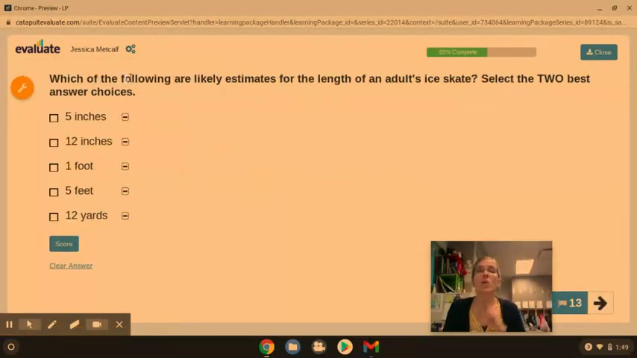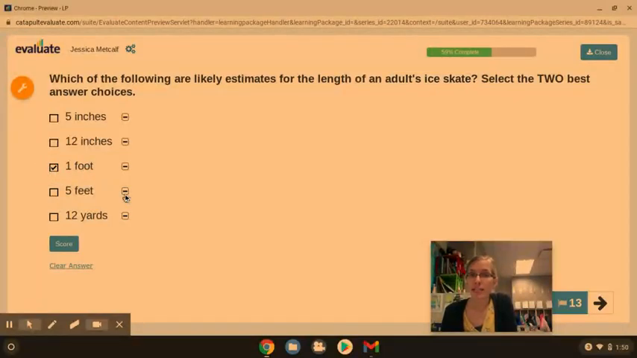All right, and now, which of the following are likely estimates? Remember, estimates are guesses when you don't have that actual tool with you. For an adult's ice skate. Now, we've been talking about this a lot. An adult's ice skate would be similar to a shoe. So if I'm looking at the two best answers, a shoe, remember, we have it up on our board too, would be like Mr. Sponsel's foot or an adult foot. So that one would be right for a foot.